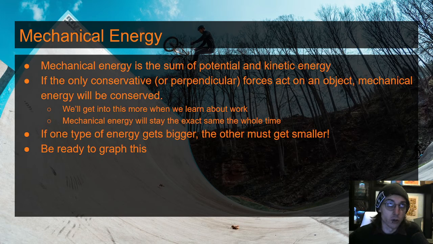And if there's only conservative forces, like gravity or a spring, those are the big two that we work with, or perpendicular forces that act on an object, your mechanical energy will be conserved. What that means is if you take the potential energy and the kinetic energy you had at the beginning, as long as there's not something like a person or friction or a weird force that will add or remove energy from the situation, your total of that potential and kinetic at the beginning and the end will stay the same.